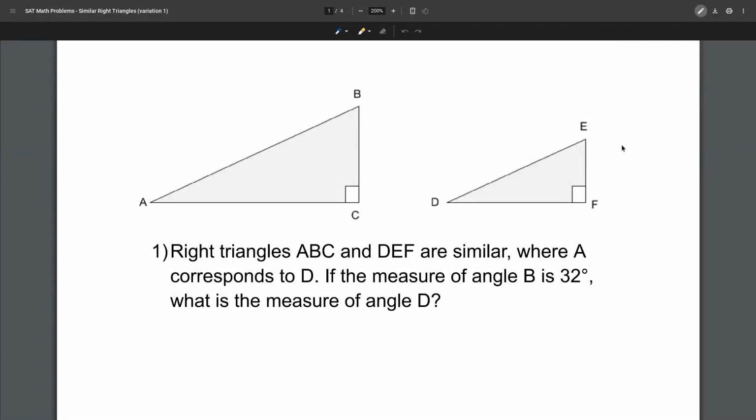In this video, we're going to look at similar right triangles. Now these are questions that you could come across on the SAT, asking you to find the measure of an angle and giving you a little bit of information. Let's dig into problem one.